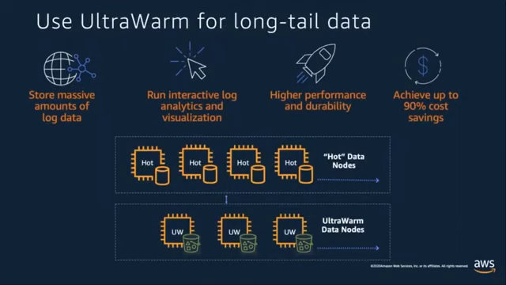Our final type of node is the ultra-warm node. Ultra-warm nodes use S3 as a backing store. They enable you to store a much longer tail of data for a longer term analysis of the log data that you're sending in. You can run the same interactive log analytics and visualization. The access patterns for the data are the same. You don't have to access ultra-warm differently than you access your data in your hot nodes.